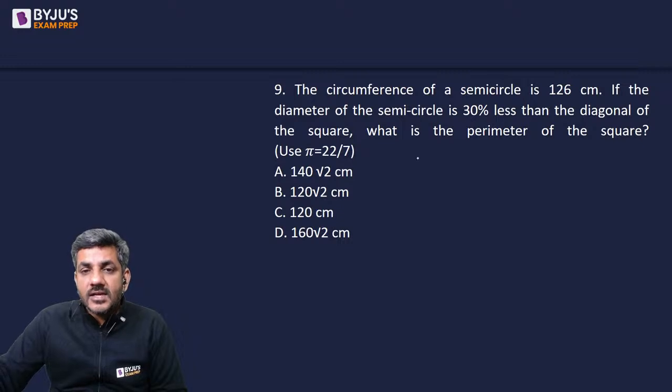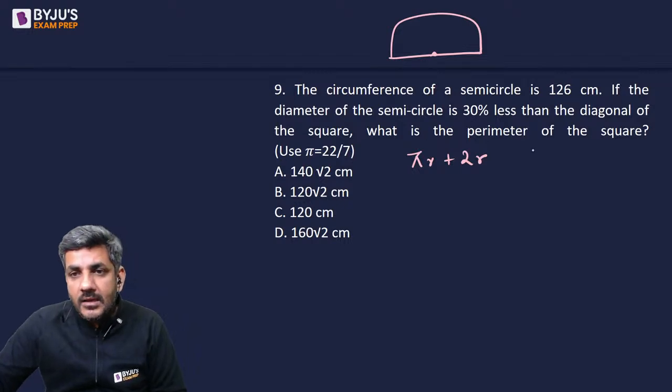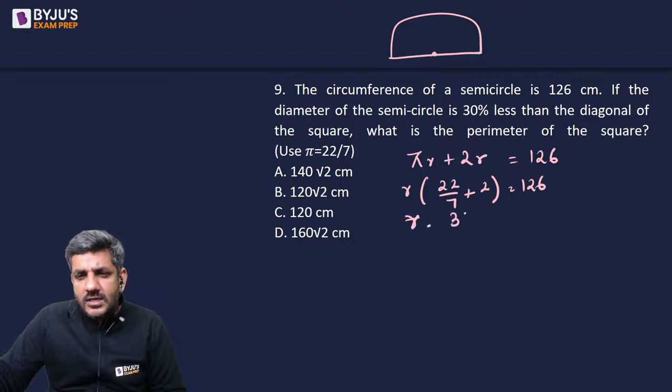Circumference of a semicircle is pi r plus 2r. If you remember, it is half of the circular area plus the diameter of 2r. So it is pi r plus 2r. It is given to us as 126. Now pi r plus 2r, taking r common, pi is 22/7 plus 2, equal to 126, or r into 36/7 is 126.